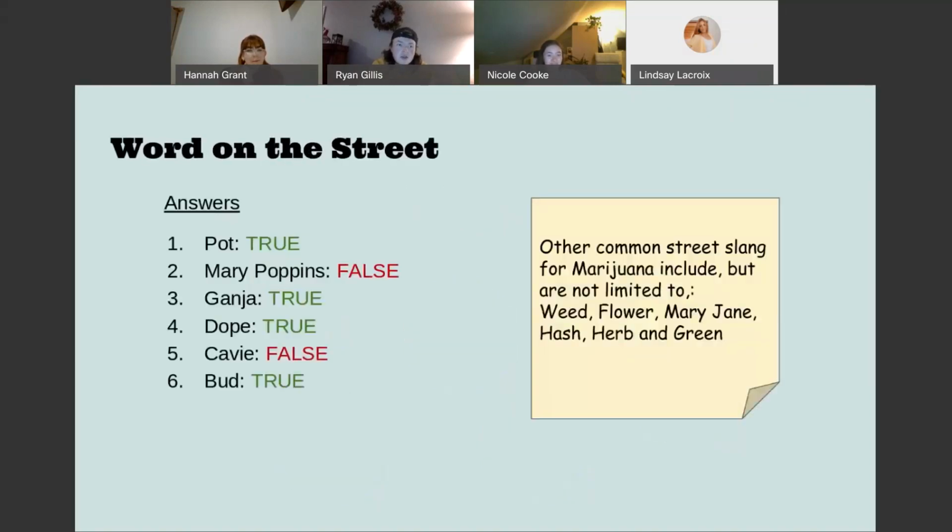Ooh, the answers. So, pot, that is true. And so is ganja, dope, and bud. But the two that are false are Mary Poppins and KV. Some other common street slang for marijuana include, but are not limited to, weed, flower, Mary Jane, hash, herb, and the green.